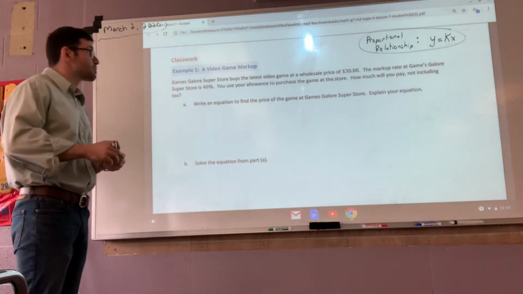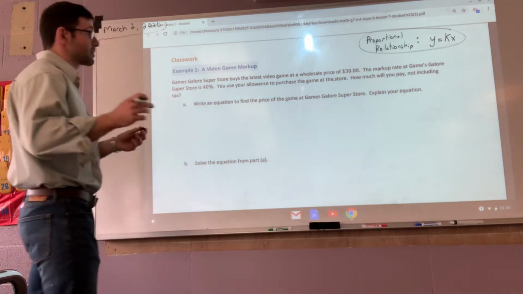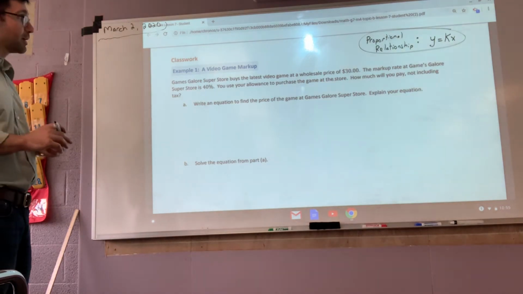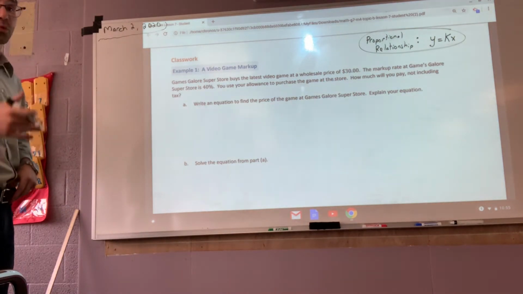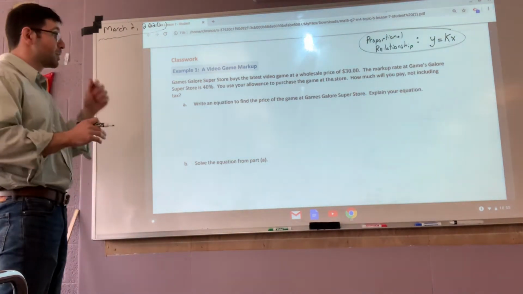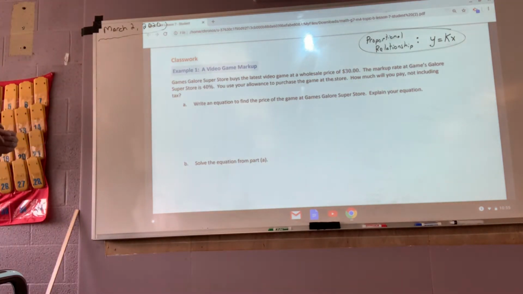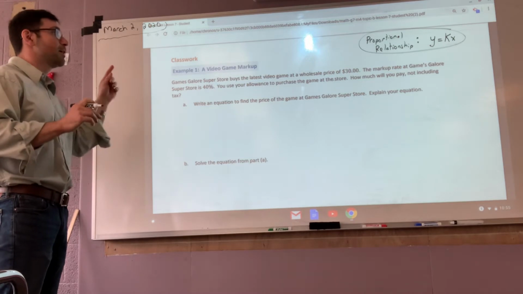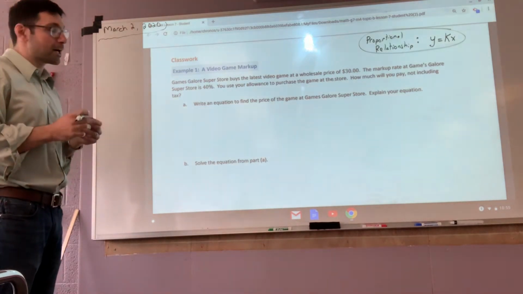So Games Galore Superstore buys the latest video game at a wholesale price of $30. Wholesale means that's what they're able to get it for, okay? The markup rate, so now they're raising the price, so it's a percent increase, at Games Galore Superstore is 40%. You use your allowance to purchase the game at the store. How much will you pay for the game, not including tax?